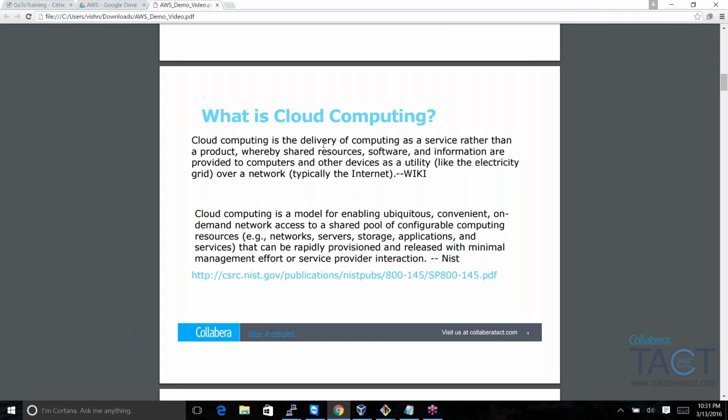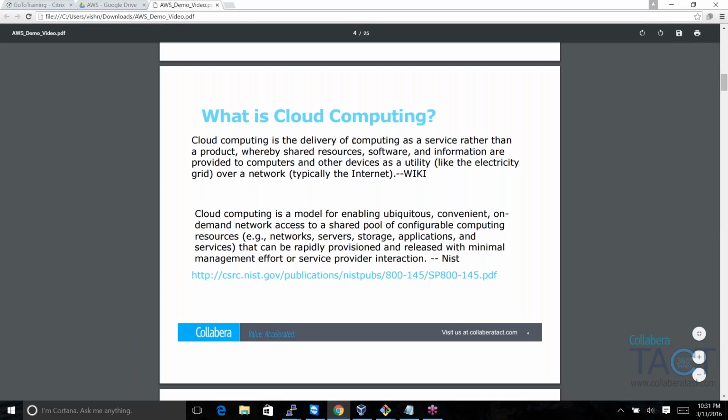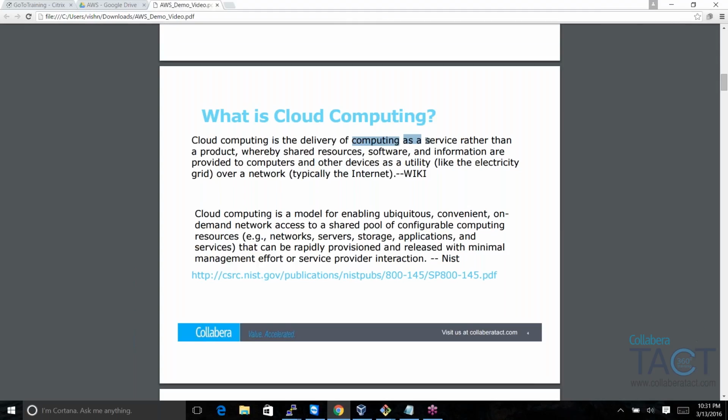It says cloud computing is a delivery of computing as a service rather than as a product, whereby shared resources, software, and information are provided to customers and other devices as a utility, like the electricity grid, over a network. So what is this saying? It's saying cloud computing is delivery of computing as a service. That is a crucial thing. There are some very crucial wordings here. If you carefully notice, computing as a service rather than a product. So what does that mean?